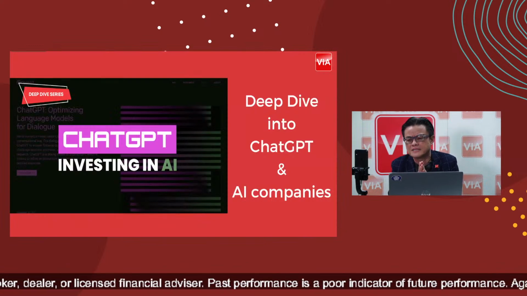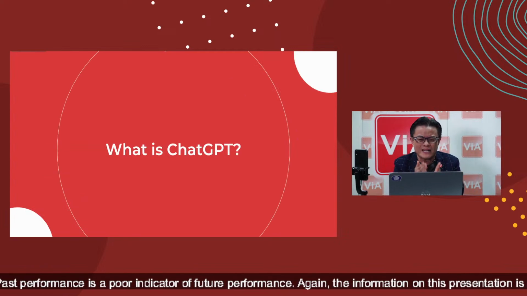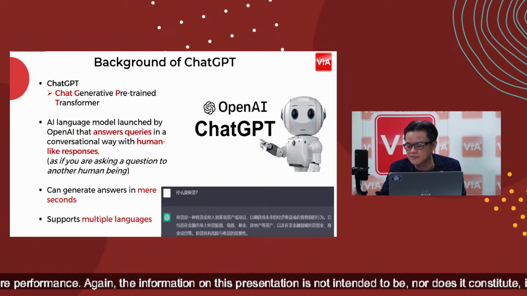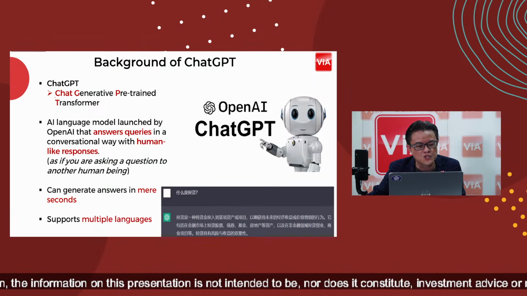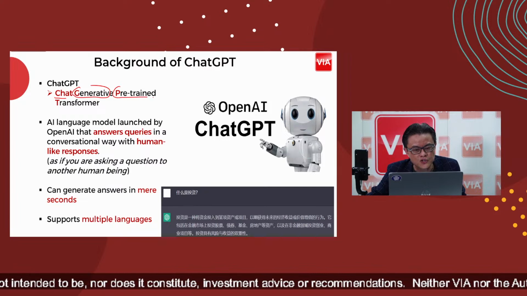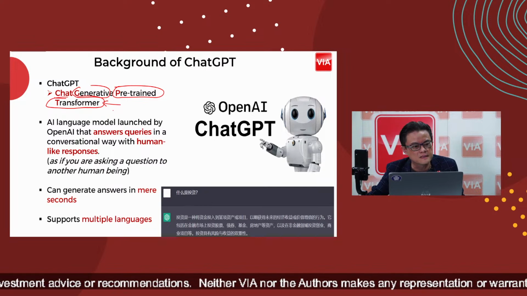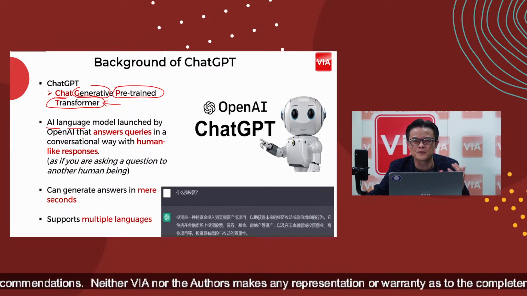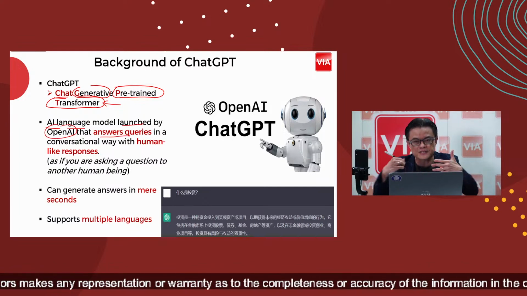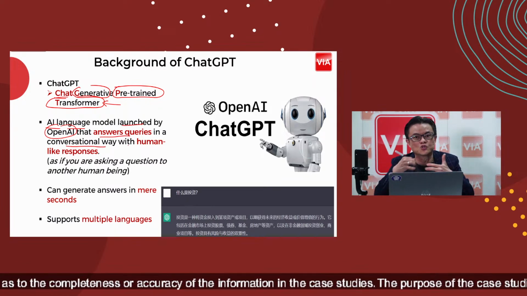Let's deep dive into ChatGPT and AI companies. Now, of course, the question is, what is ChatGPT? What's the big deal? Here is a bit of academic, like I'm giving a lecture. In ChatGPT, the chat is chat, the G is generative, pre-trained transformer. It's just an AI language model launched by OpenAI. They answer queries. That means you ask a question, and they reply with answers in a conversational way, as though it's a human.